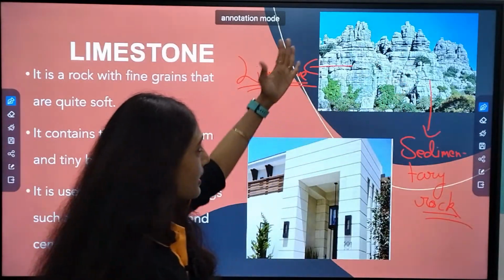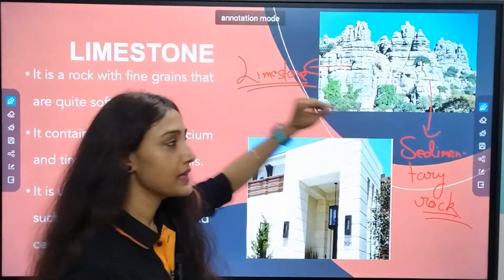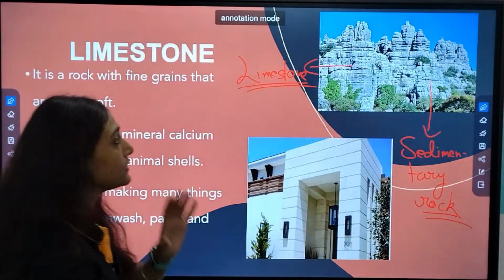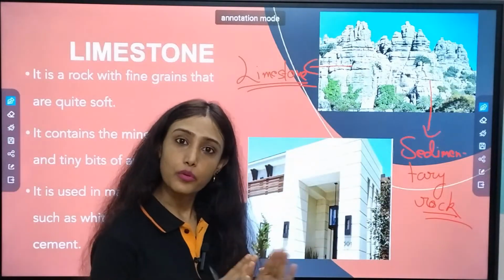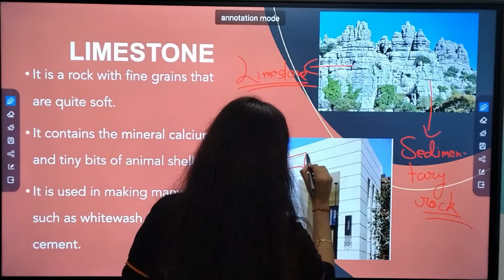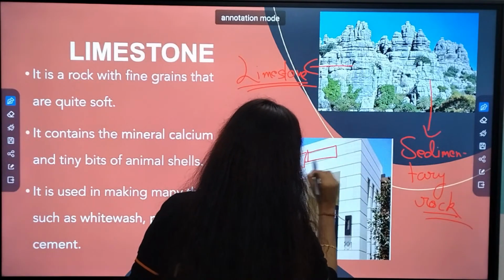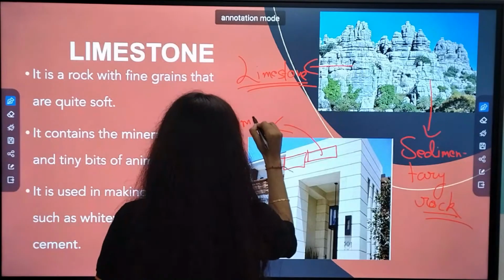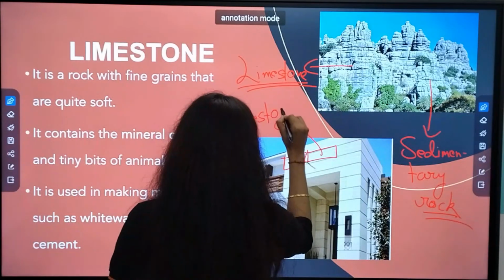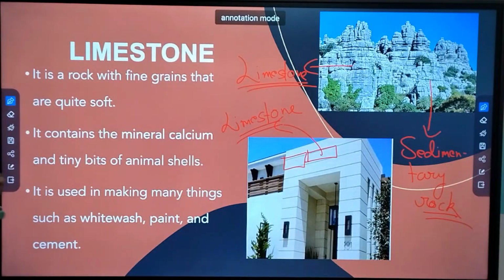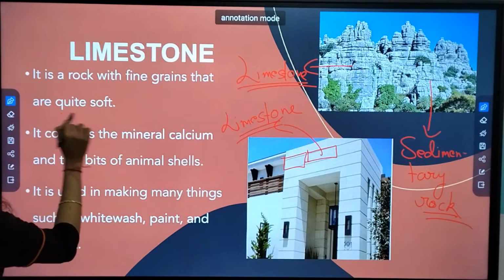These rocks are taken by human beings, polished with wax and cut into very regular shapes. Then they are used as building materials. See, these bricks are made up of what? They are made up of limestone. It is a rock with fine grains that are quite soft.